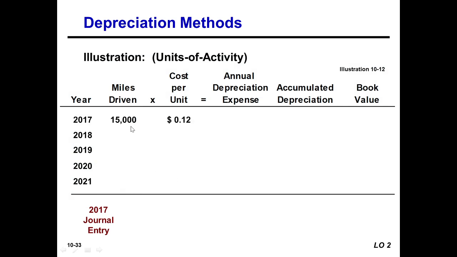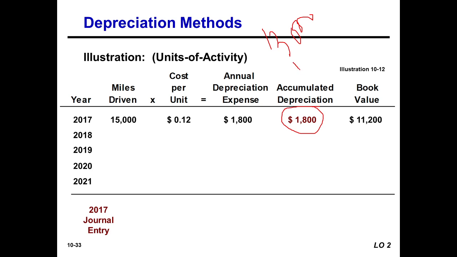Miles driven 15,000 per year, cost per unit $0.12, annual depreciation expense in dollars. That means after multiplying, we get the accumulated depreciation figure, and book value 11,200. That means our cost is 13,000, cost $13,000 minus 1,800.